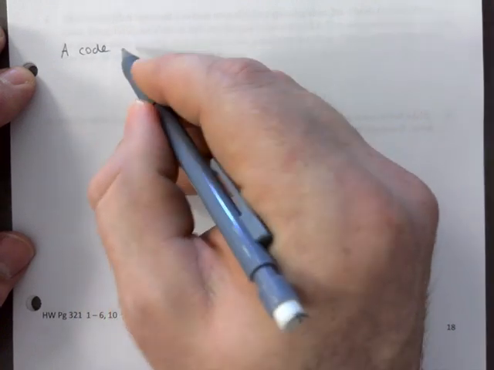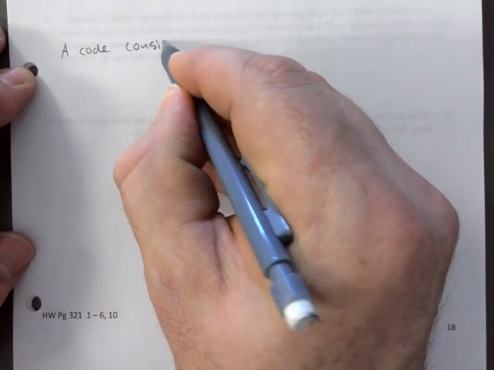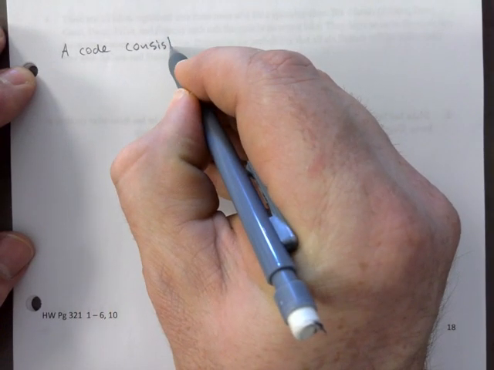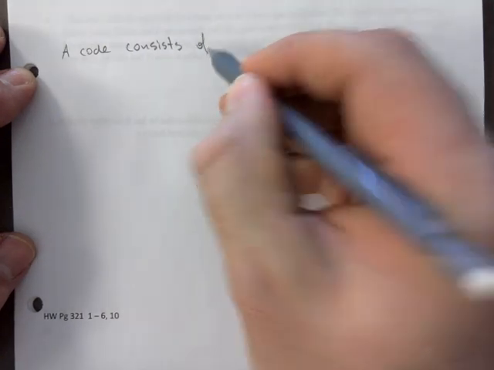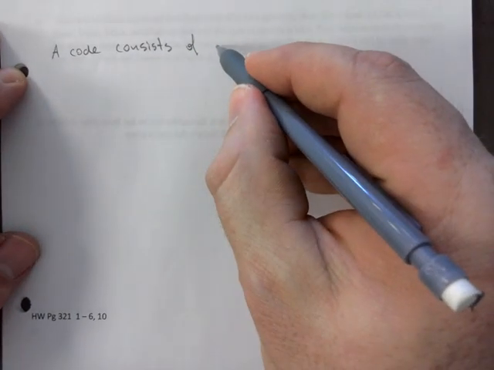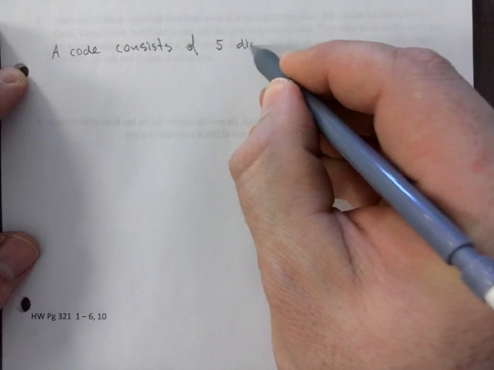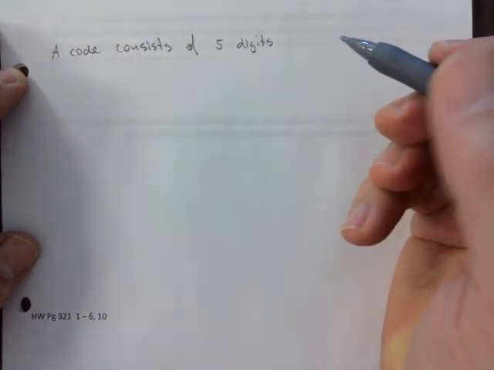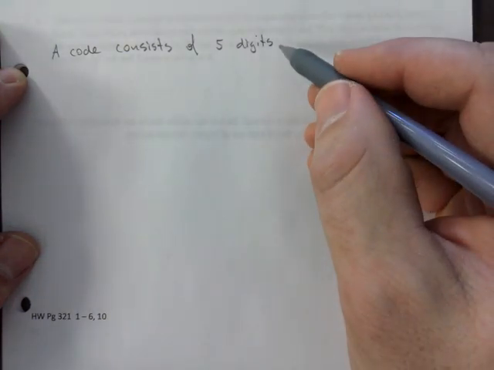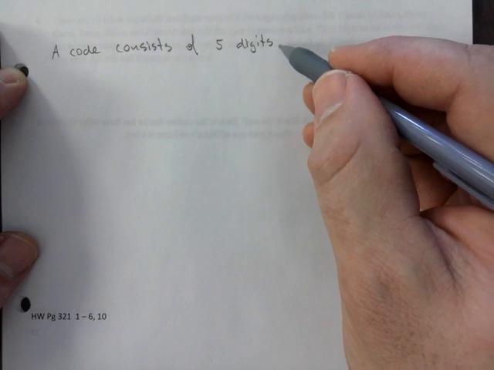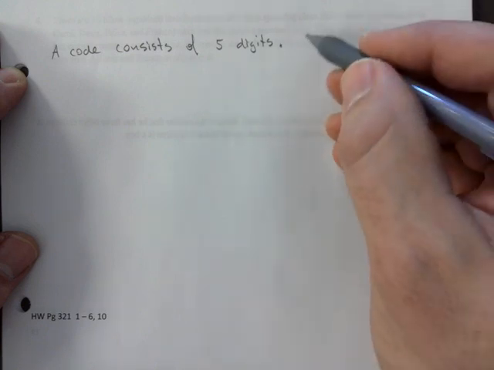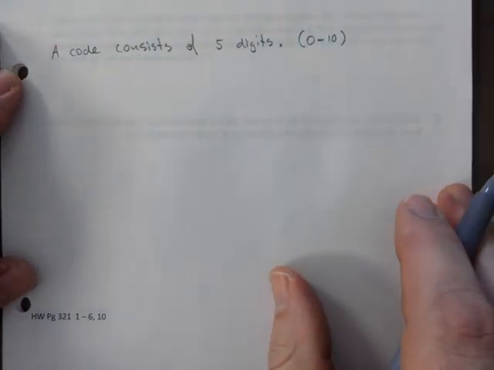A code consists of 5 digits. No letters. I'm going to do no letters on this one. Just 5 digits. And that means 0 to 10, right? If I don't tell you otherwise.